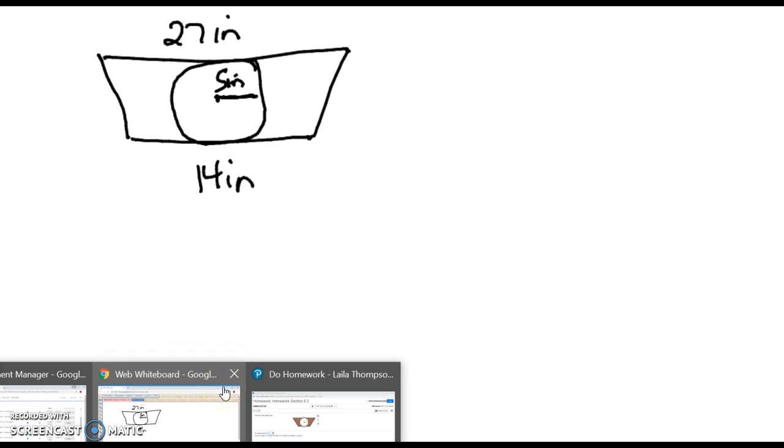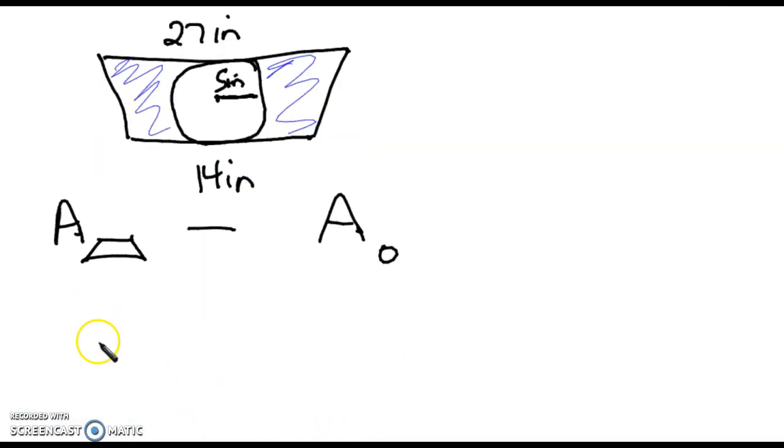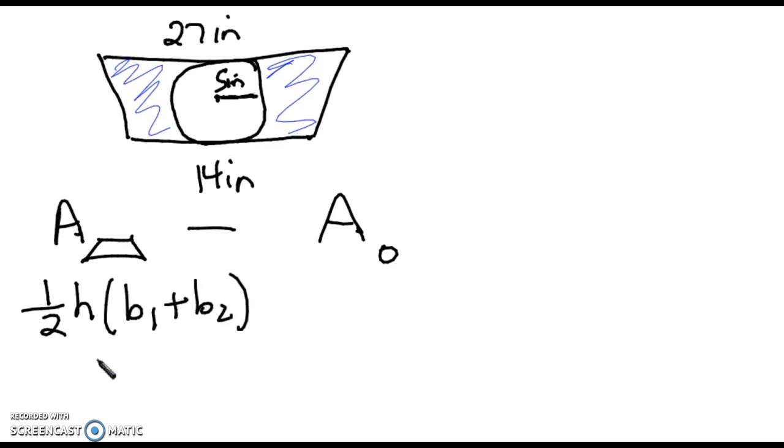So if we want to find the area of the shaded region, which was this region that I've shaded in blue, we're going to find the area of the trapezoid minus the area of the circle. The formula for the area of a trapezoid is 1/2 the height times the sum of the bases, and the area of a circle is pi r squared.